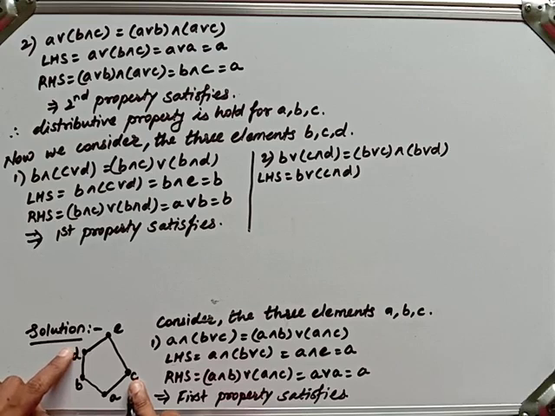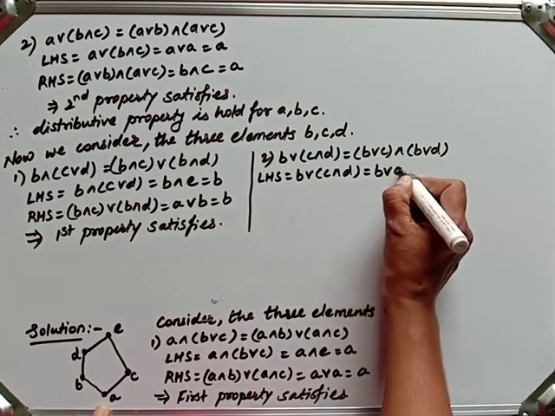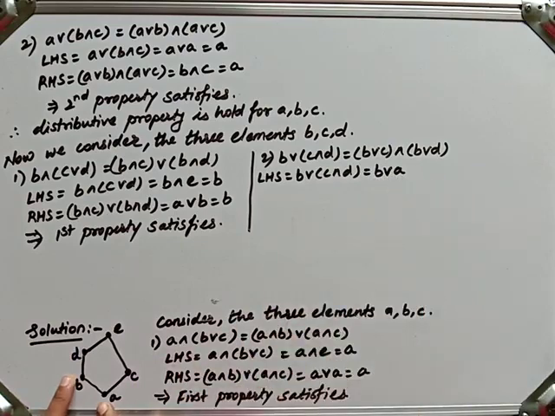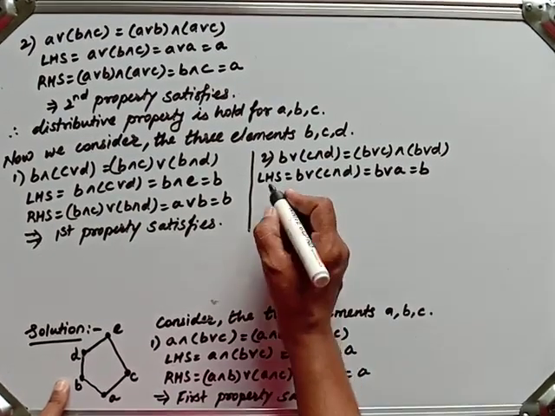The greatest lower bound of C and D. Mid means the greatest lower bound, join means the least upper bound. So the greatest lower bound of C and D is A. It is B join A. And join means upper bound. So the upper bound of A and B, or B and A, is the same, that is B. So the LHS is B.